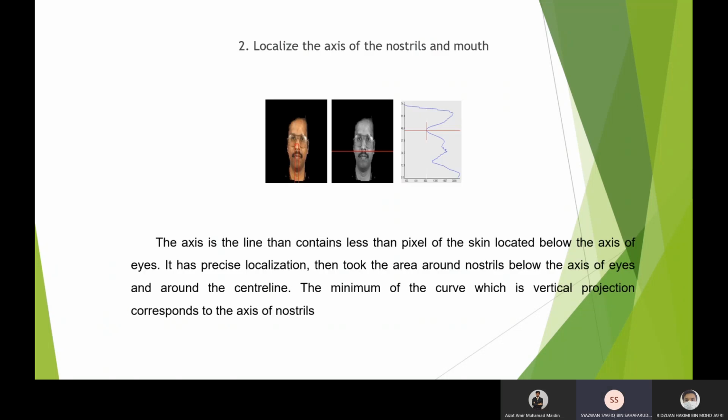Next. The second methodology is to localize the axis of the nostrils and the mouth.